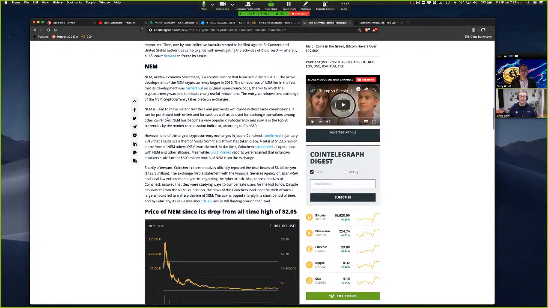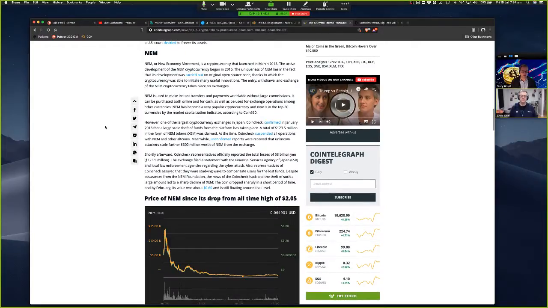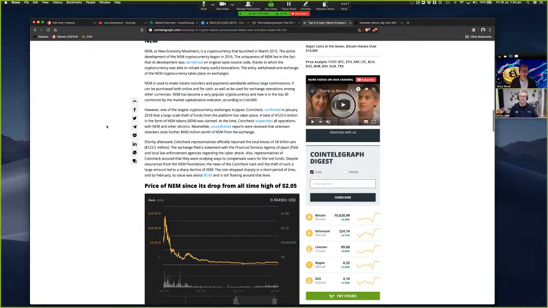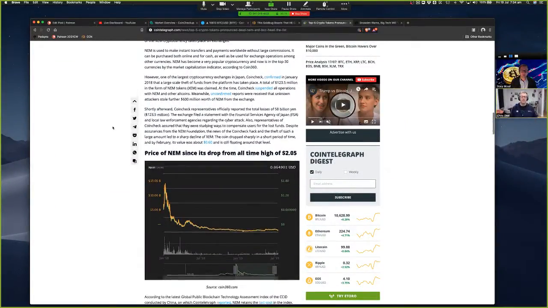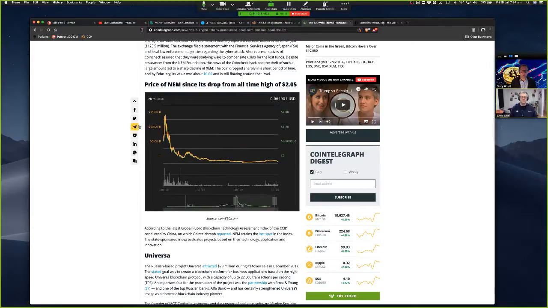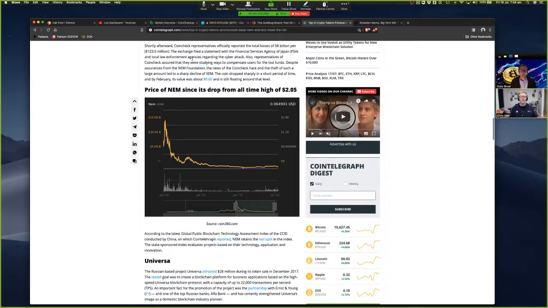And then NEM. Now NEM is actually a project that I invested in right at the beginning. It's one of the first projects that I invested in outside of my core: Bitcoin, Ethereum, Litecoin, Dash, those sort of things. And they showed some real promise, right? But there's been a lot of talk around mismanagement, especially of the funds and the cash that they had. There's so much money pumped in so fast. People thought they were rich. Absolutely. So you can see that it reached a high of $2.05.